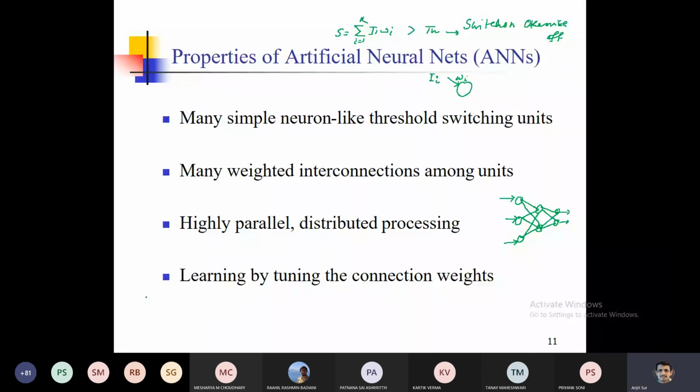And learning by tuning these connection weights. Now, important, this thing is of maximum importance. So that is what we're going to understand very crucially. So what do you mean by learning of this sort of neural network?